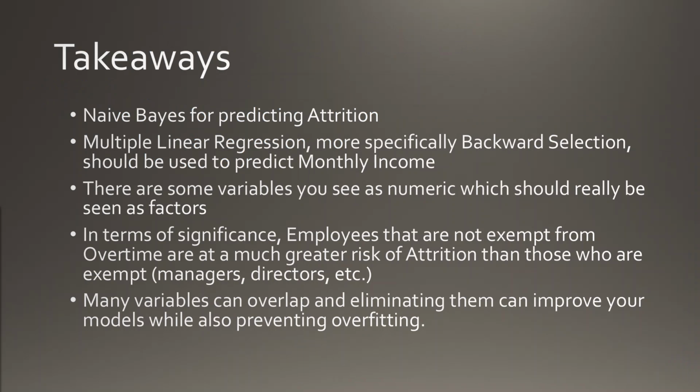Our takeaways from this project were that naive Bayes should be used for predicting the attrition in our data set. Multiple linear regression, most specifically backward selection, should be used to predict monthly income. Some variables that are seen as numeric should be seen as factors. And employees that are not exempt from overtime are at a much greater risk of attrition than those who are exempt. Many variables can also overlap, so we need to keep that in mind when building models.